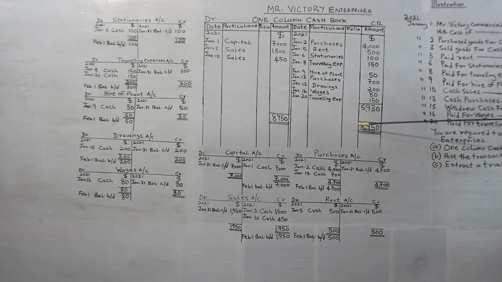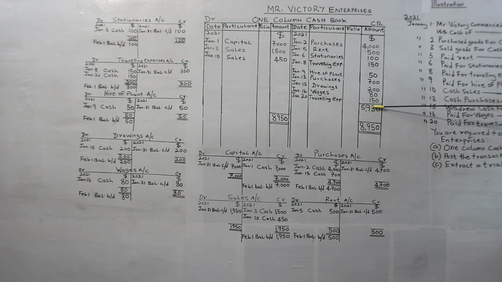Bringing this figure here, we remember that this figure represents total cash received by the cashier for the period. And adding from here gives us 5,930, which represents the total amount spent by the cashier for the period in cash.